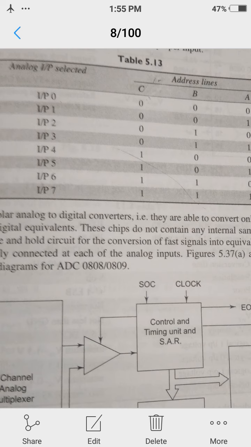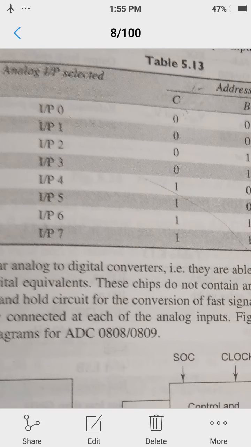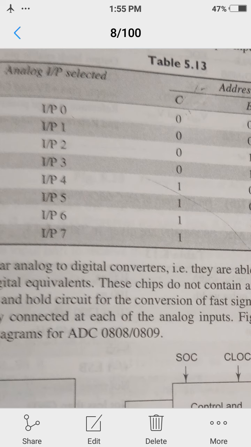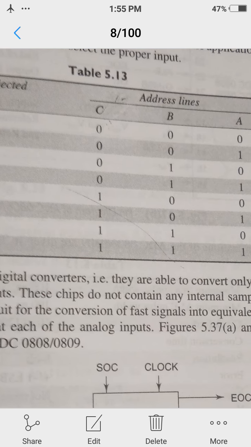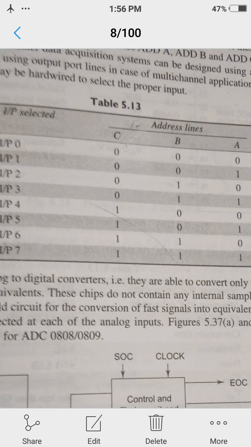In case of a single input application, there may be hardware to select the proper input, but in case of multiple input selection, the multi-channel applications can be used. Now the analog input selected, input 0 to input 7, can be selected on the address lines A, B and C. The configuration of the address lines is 000 for input 0 selection, 001 for input 1 selection, 010 for input 2 selection, and 111 for input 7 selection.